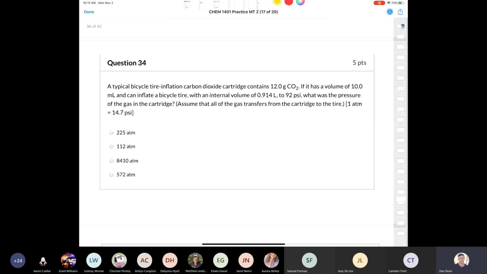Number 34. A typical bicycle tire inflation CO2 cartridge contains 12 grams of carbon dioxide. So this is our grams of carbon dioxide. It has a volume equal to 10.0 milliliters and can inflate a bicycle tire with an internal volume of 0.914 liters to 92 psi. What gas in the cartridge?